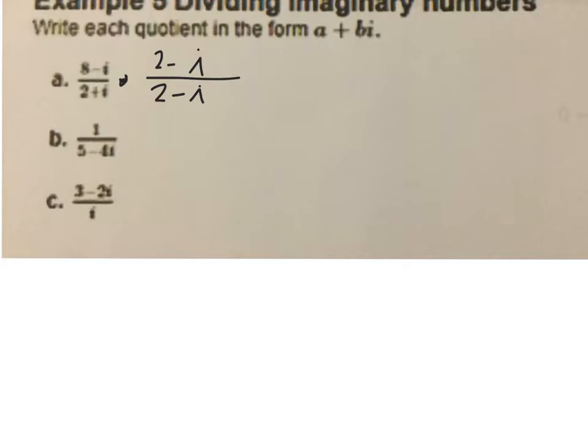denominator. Quick review, why? What is 2 minus i over 2 minus i? 1. That's 1. So I'm multiplying something by 1. I'm not changing its value, I'm just changing its form, right? Because if I multiply anything by 1, it doesn't change it.